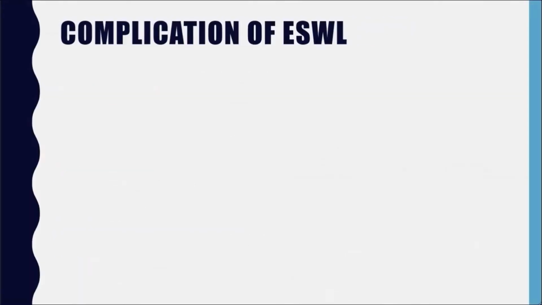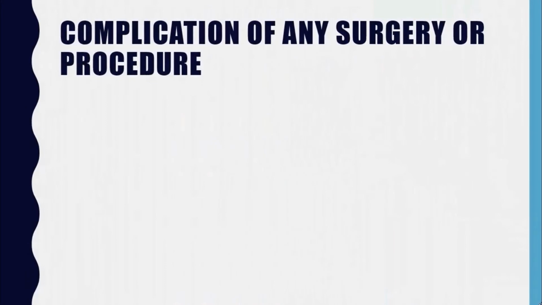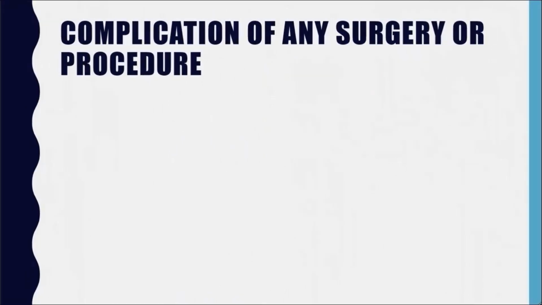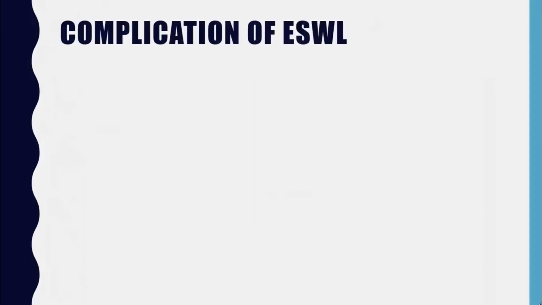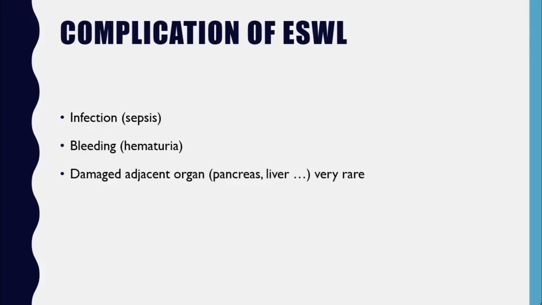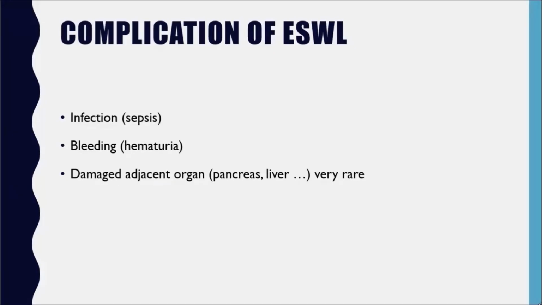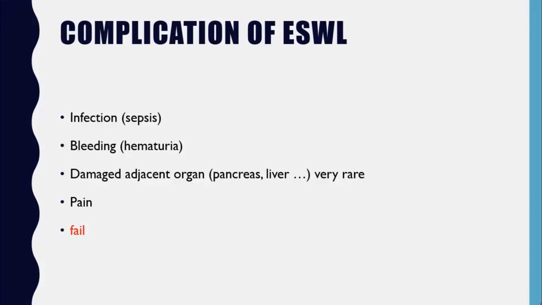Complications of ESWL. Just like contraindications, we have some general complications of any surgery or procedure, which include bleeding, infection, damaging adjacent organs, plus in a urological procedure we can add pain. So complications of ESWL are infection, but instead we say sepsis, bleeding that presents as hematuria, damage to adjacent organs like the pancreas and liver, pain, and finally, because it is a minimally invasive procedure, it may fail to disrupt the stone.